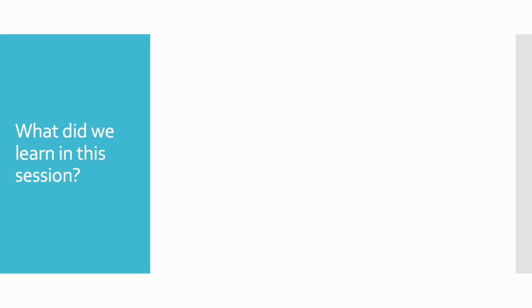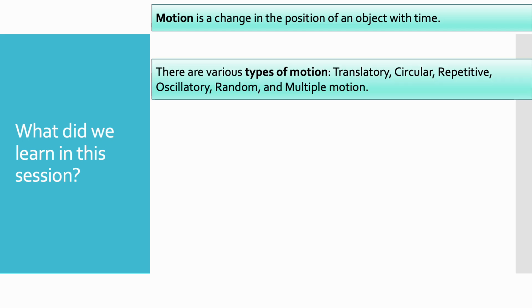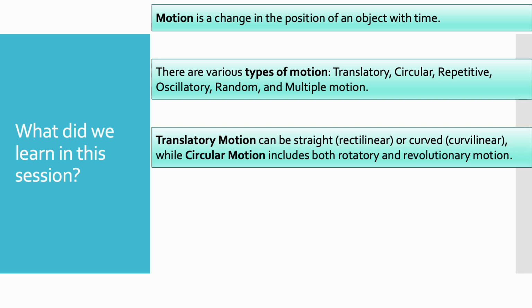So, let's quickly wrap up today's session with a summary of the most important points we learned about motion. What is motion? Motion simply means a change in the position of an object over time. If something is moving, whether fast or slow, its position is changing, and that's motion. Types of motion, we explored 6 main types: translatory, circular, repetitive, oscillatory, random, and multiple motion.